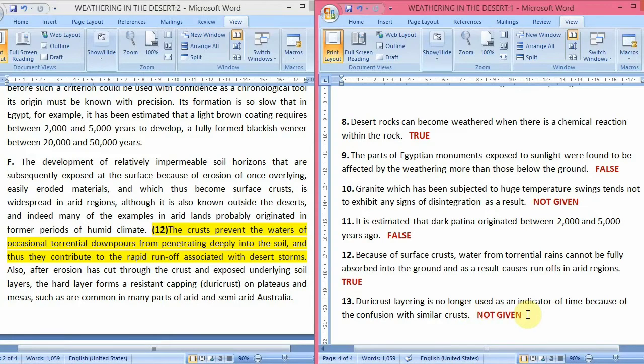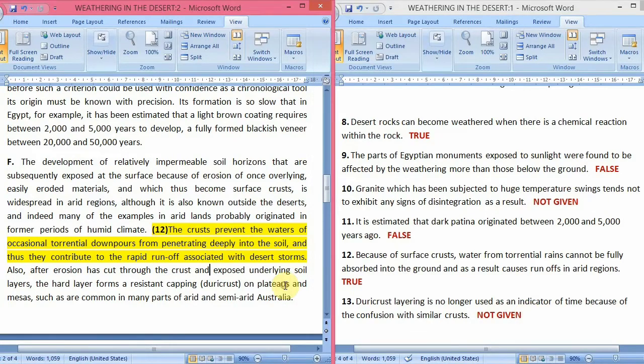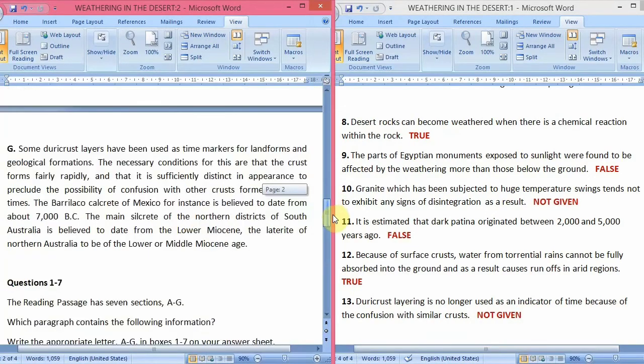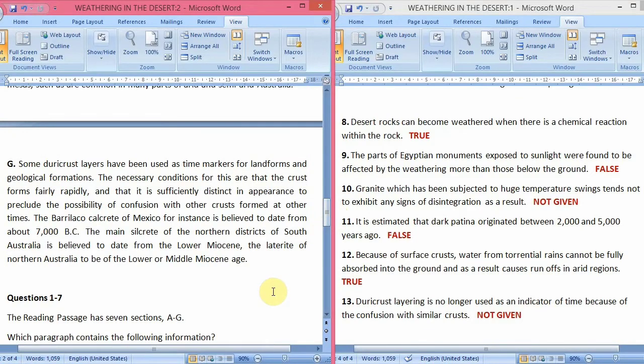And now the last question of the passage. Dry crust layering is no longer used as an indicator of time because of the confusion with similar crusts. Now let's see why the answer is not given. We know that the duricrust layering was connected with the time marking in the last paragraph, that is the G paragraph. So let us read again. Some duricrust layers have been used as time markers for landforms and geological formations. So they are saying that some duricrust layers have been used.